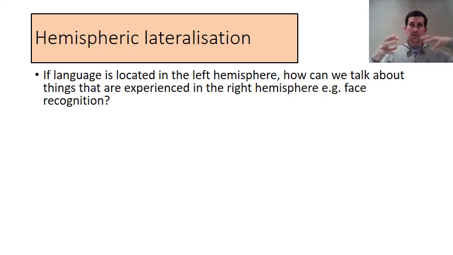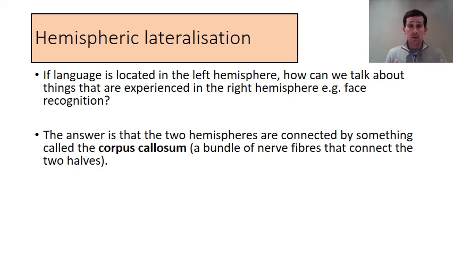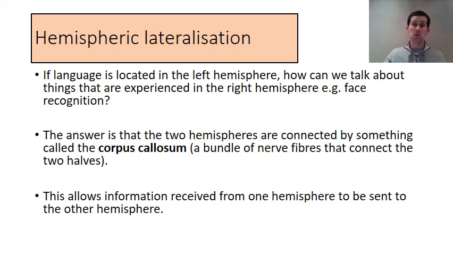If we think about this idea that the left side is in charge of language and the right side is in charge of visual tasks, then how is it we can talk about things that are experienced in the right hemisphere? Things like face recognition are all under the control of the right hemisphere of your brain, but we need the left side in order to talk about them. So how does that actually happen? Well, the answer is that the two hemispheres are connected by something called the corpus callosum. This corpus callosum is a bundle of nerve fibres that connects the two halves of your brain, and it allows information to be passed from the right to the left, from the left to the right, and so on.